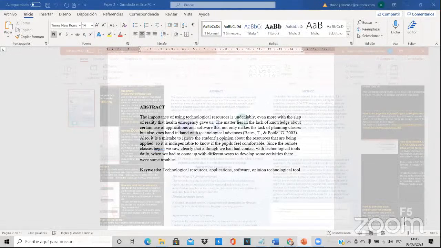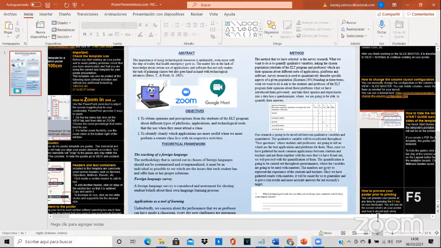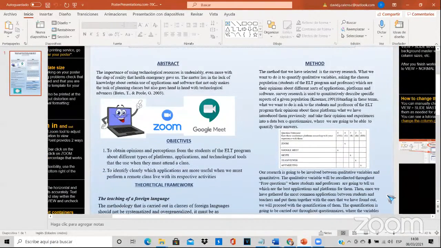Right, Jorge? Yes, Professor. Are you ready, David? Yes, Professor. Okay, so let's start. Okay. Let's start with this presentation. While he's preparing everything, remember that this is a kind of co-evaluation. So it is expected that everybody here participates in the questions or in the comments, all right? So please pay attention.